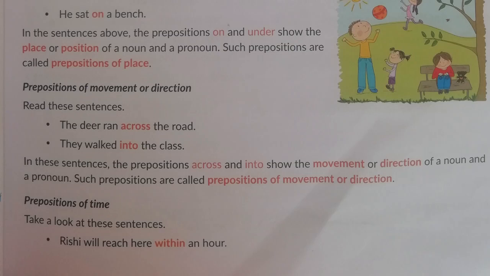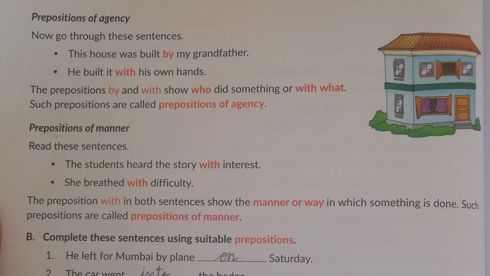On we use most of the time for days of the week, like on Monday, and dates and special days, just like on my birthday. And at we use for clock time and festivals, and certain times of the day, at night, like at midnight, at noon. Here also is given about agency and manner.